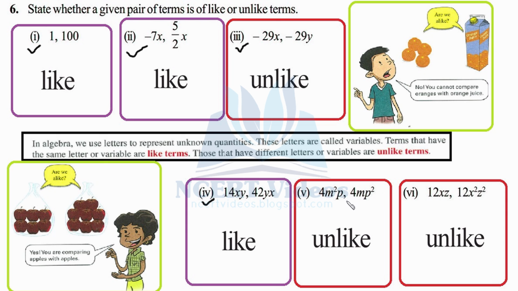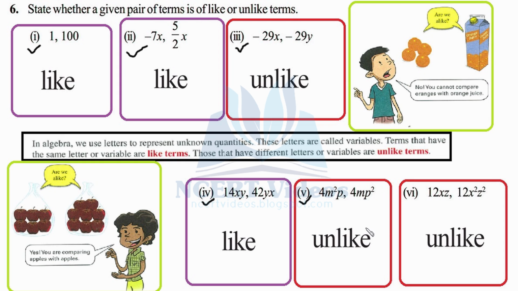Now, m square p, mp square. Here, they are not like. They are unlike. Why? Because here, m square p will give you some other value and mp square will give you some other value. And at which condition they would have been like? If we had m square p and m square p, then they would have been like. But in this case, they are unlike.